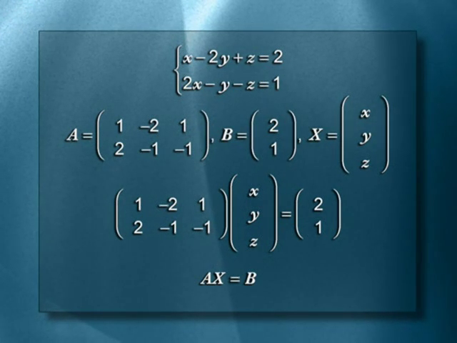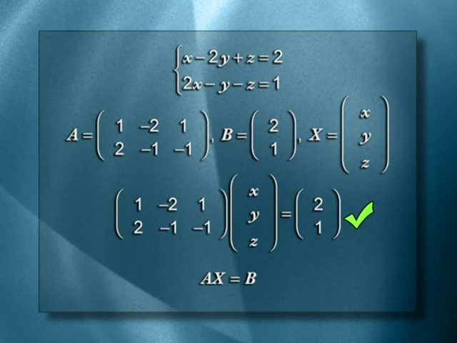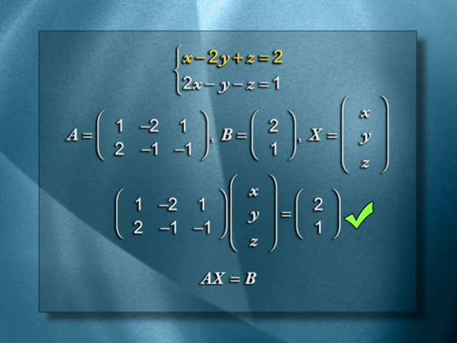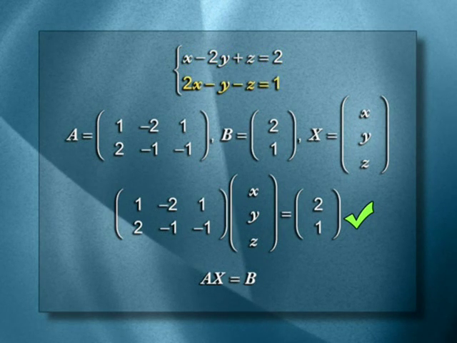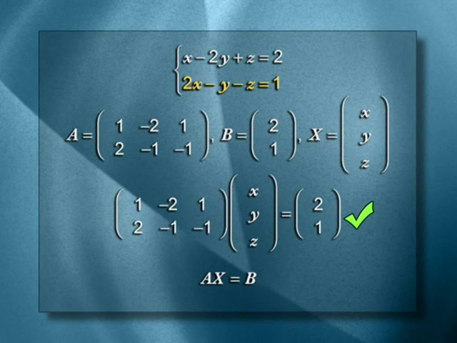3 equals 3, and the answer is 2 by 1, the outside numbers. What's the top entry? Here we go. 1 times X minus 2 times Y plus Z. Oh, that's the first equation of the linear system. Now do the second multiplication. 2x minus y minus z. Wow, that's the second equation.